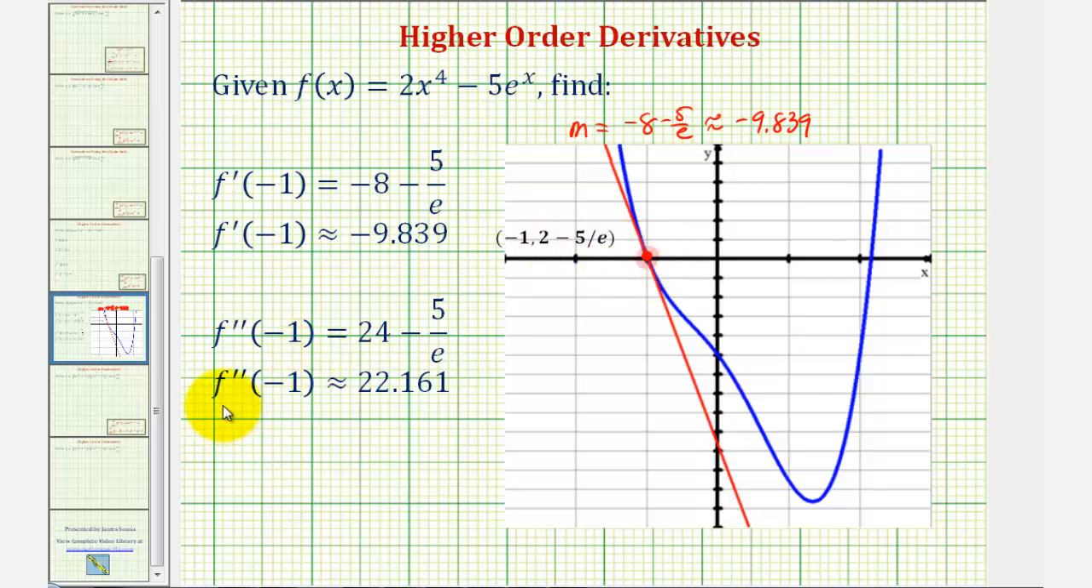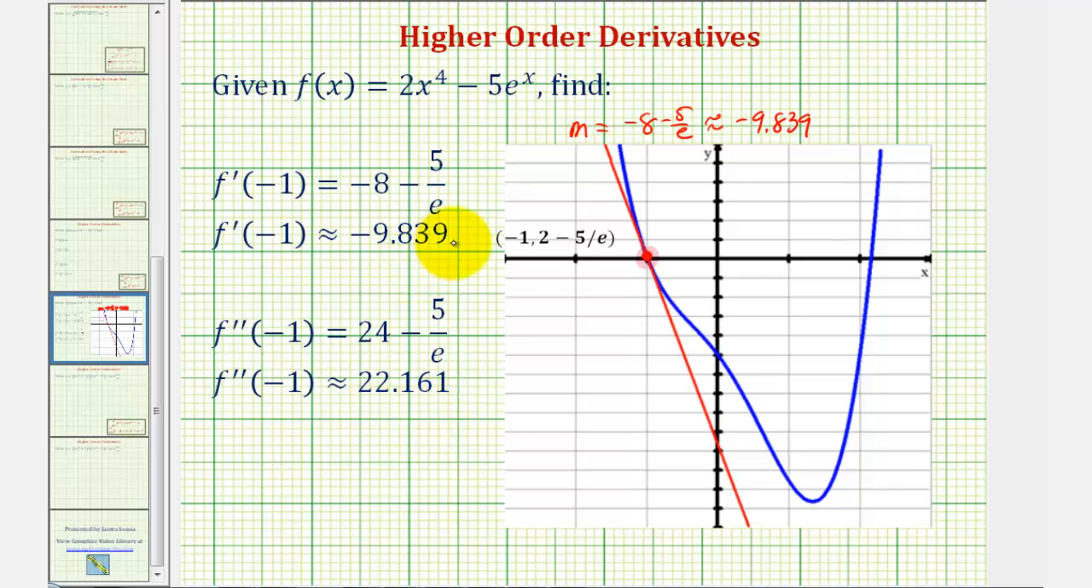Notice the second derivative, or f double prime of negative 1, is approximately 22.161. This tells us the rate of change of the slope of the tangent line at this point, or we can say the rate of change of the instantaneous rate of change of the function at x equals negative 1. And because it's positive, at this point the slope of the tangent line is actually increasing, meaning as x increases, the slope of this tangent line would increase. It also tells us something about the concavity of the function at this point, and because it's positive, the function is concave up at this point.